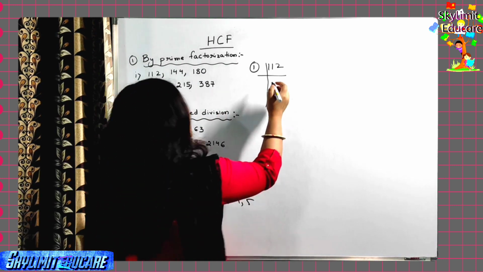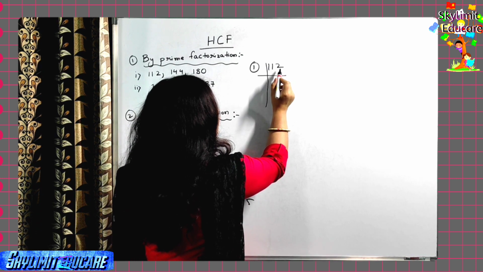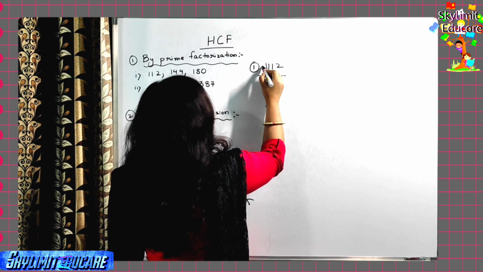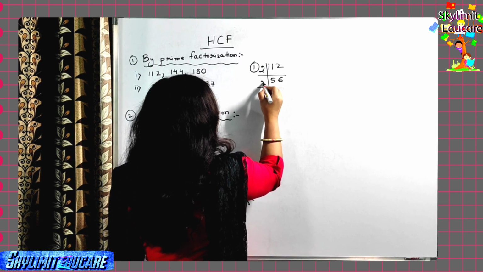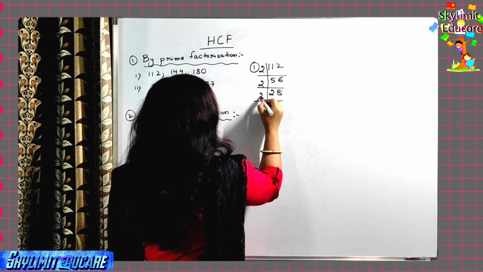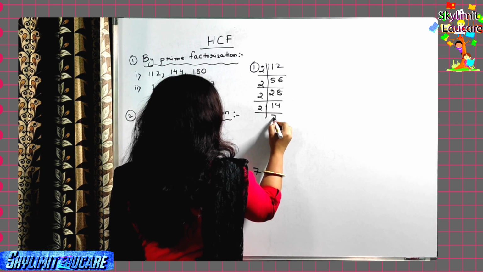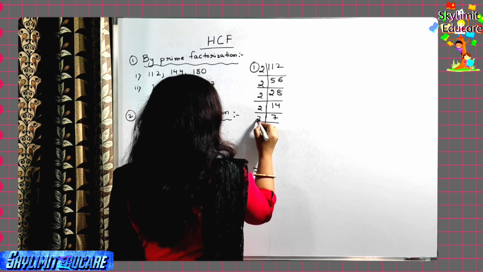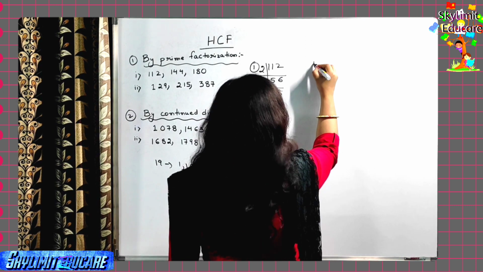Clear? So it's divisible by 2. The divisibility by 2 is what? The last digit should be 2, 4, 6, 8 or 0. So 2 5s are 10, 2 6s are 12, 2 28, 2 14, 2 7. 7 ones are 7. So this one we have already factorized. Let's come to 144 now.